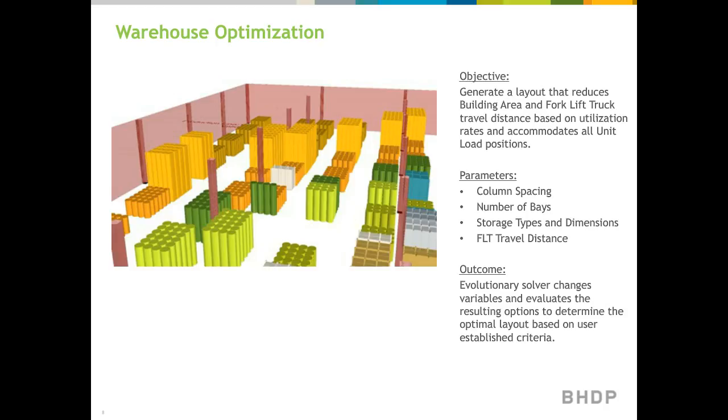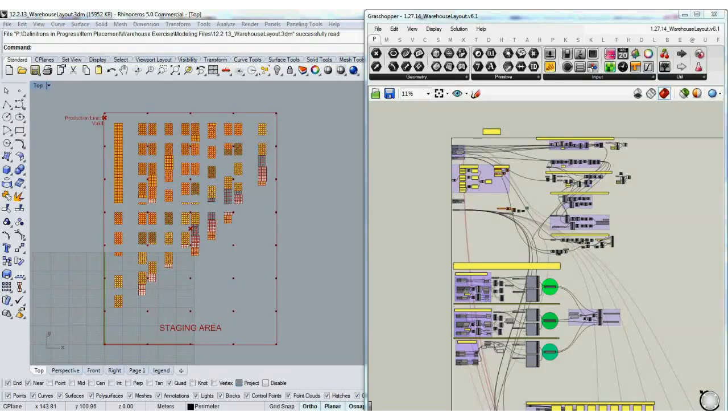All right. We're getting into the demonstration. The setup is the same as before. Rhino to the right and Grasshopper to the right, Rhino to the left.